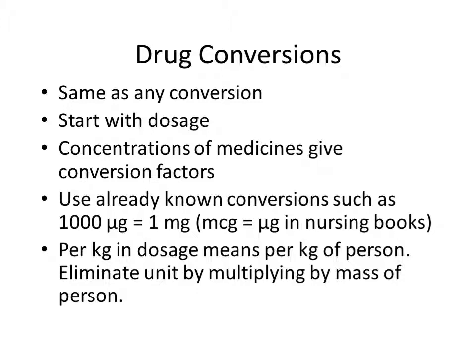In the text of your problem, you will often find that there are concentrations of medicines given to you, and you want to convert those into conversion factors. So if it says 100 milligrams per 2 milliliters, you know you can write a fraction that is 100 milligram over 2 milliliter, and you can flip that fraction as needed.